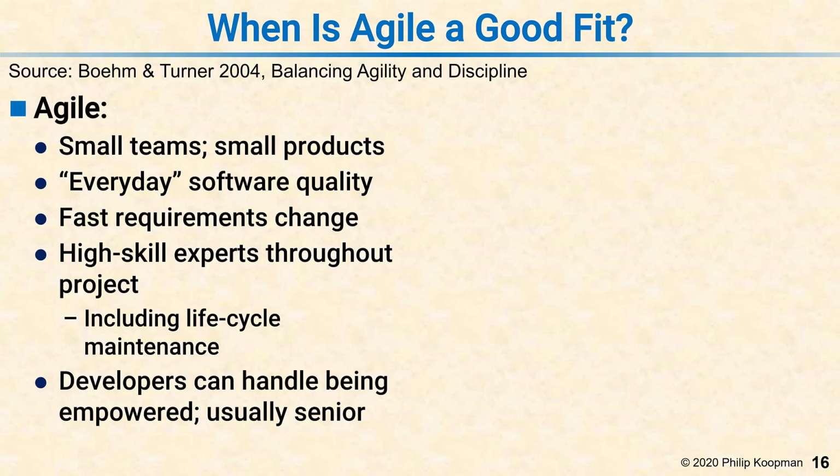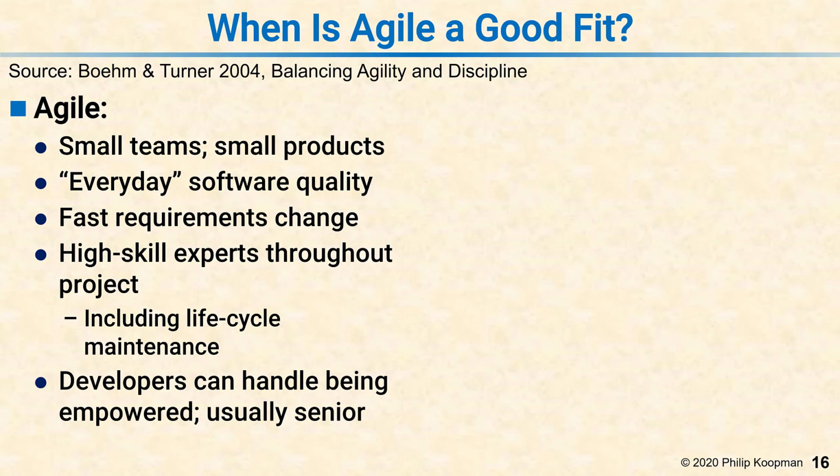Agile methods are at their best when there are small teams working on comparatively small code bases. That does not mean you can't do big things, but the sweet spot is a single small team with a small enough product that that team can handle the whole thing. It's good for everyday software quality, so the defect rate has to be moderately low, but it's not expected to be perfect. It can still provide value even if there's some small bugs. It's good for fast requirements change because every sprint you get a chance to do something different or do something new. It generally assumes highly skilled experts throughout the project and then includes during lifecycle maintenance.